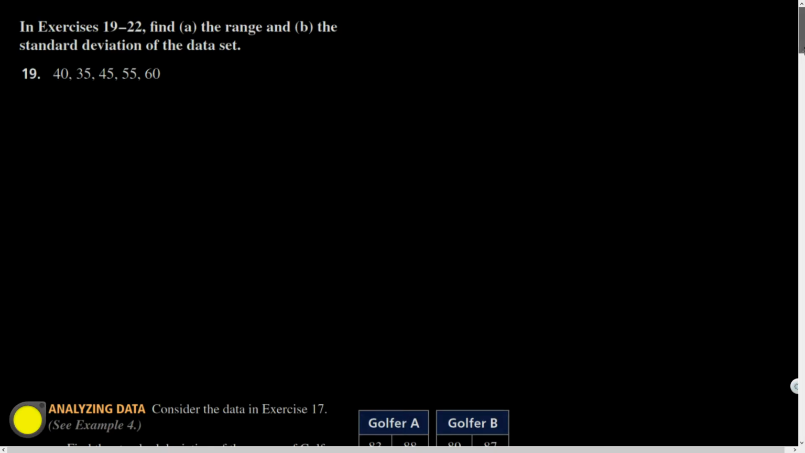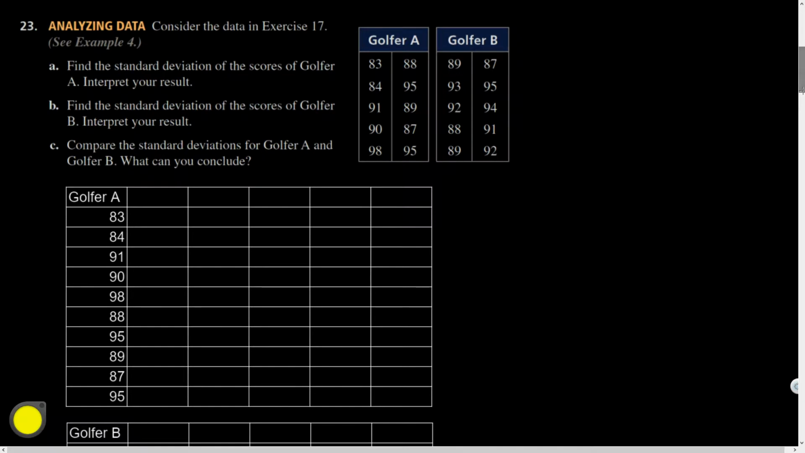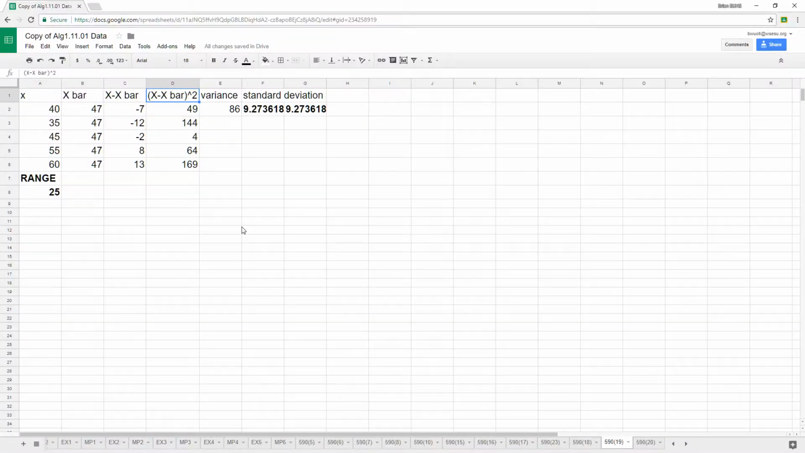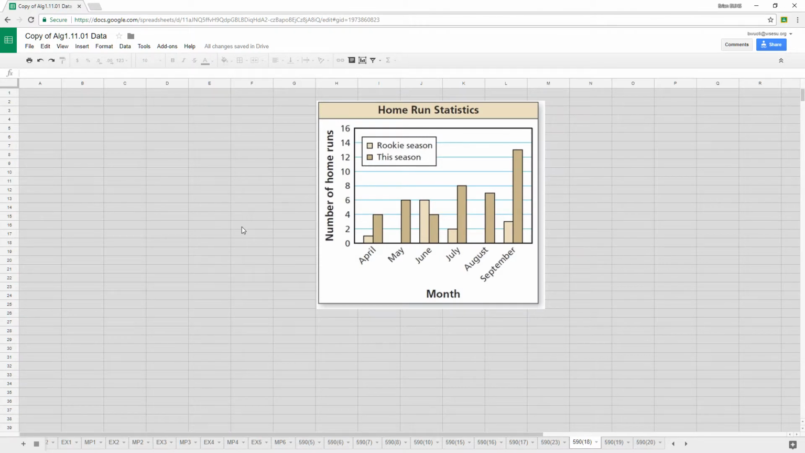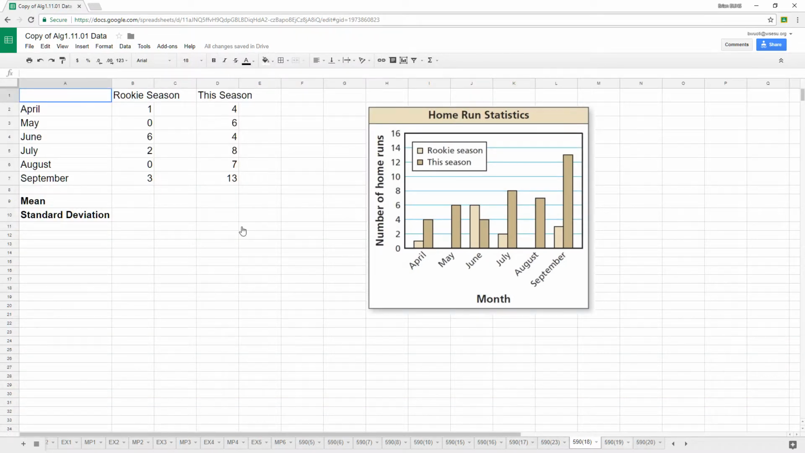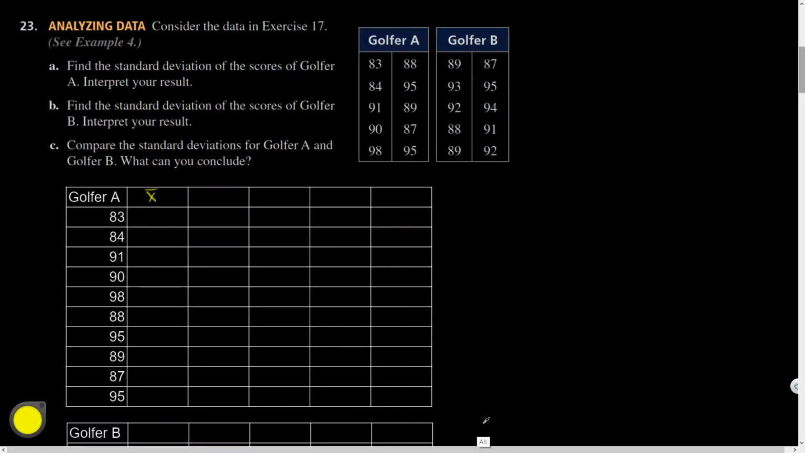Let's do the same thing with this one. It says find the standard deviation of golfer A and interpret your results. Do one of these by hand. So we'll do X bar. Let's see which question is. No, not that one. What number am I on? 23.